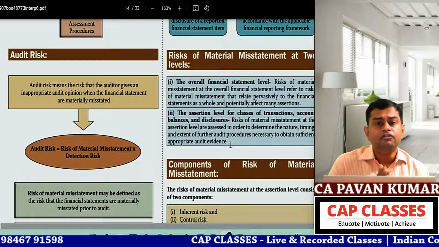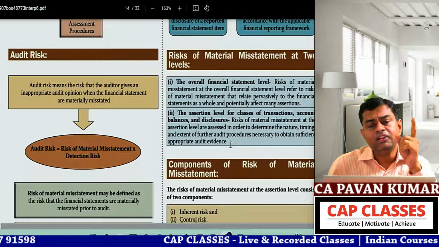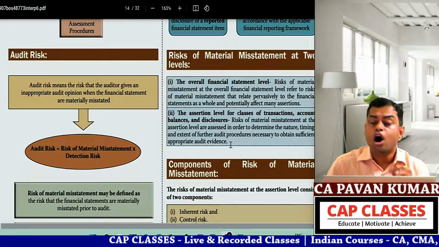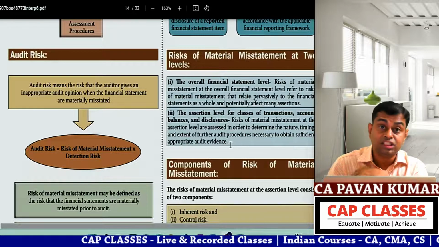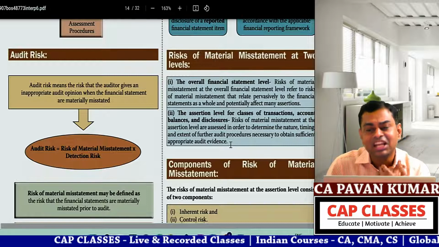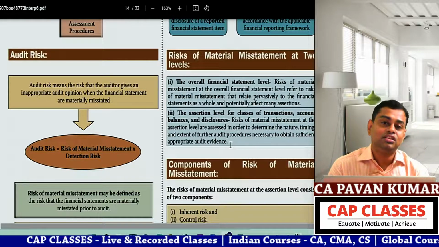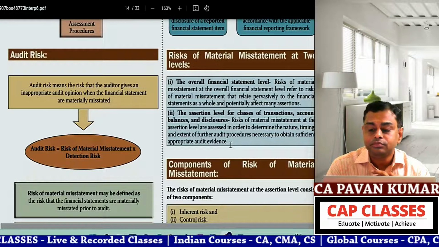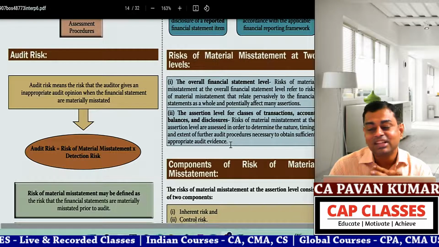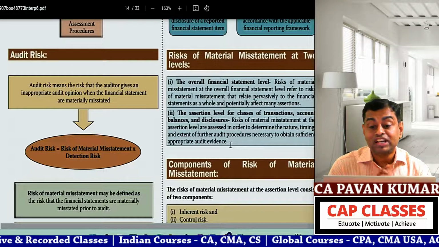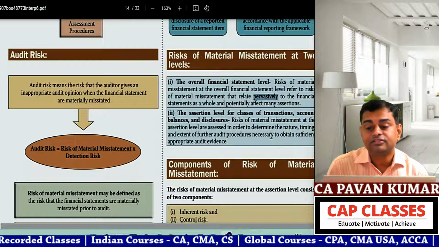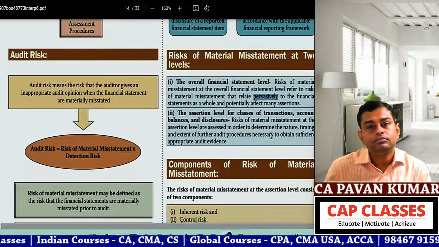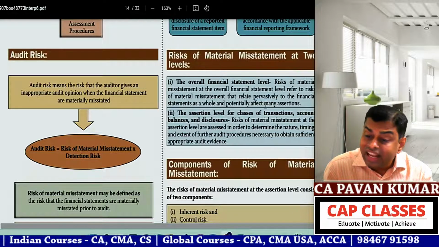Now you tell me, will he make a mistake in any one account balance or one class of transaction on one particular day, or do you think his errors can spread throughout the year, throughout many account balances and many classes of transactions? Do you think in one particular area he'll make a mistake, or he'll make mistakes left and right? He'll make mistakes in many places. Yes or no? That is called pervasive to financial statements. Okay, that affects many assertions.